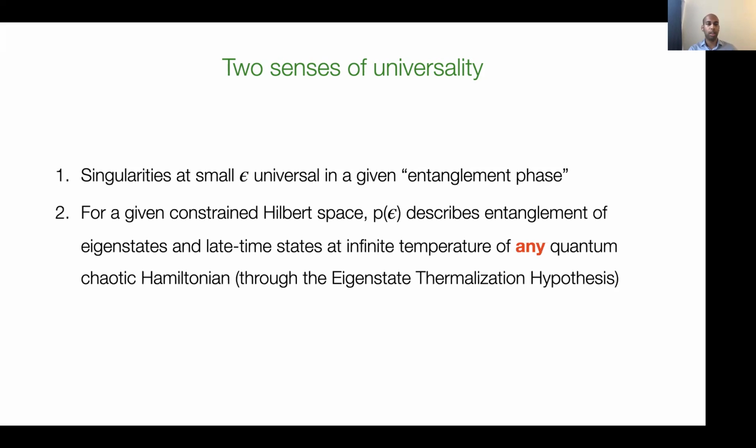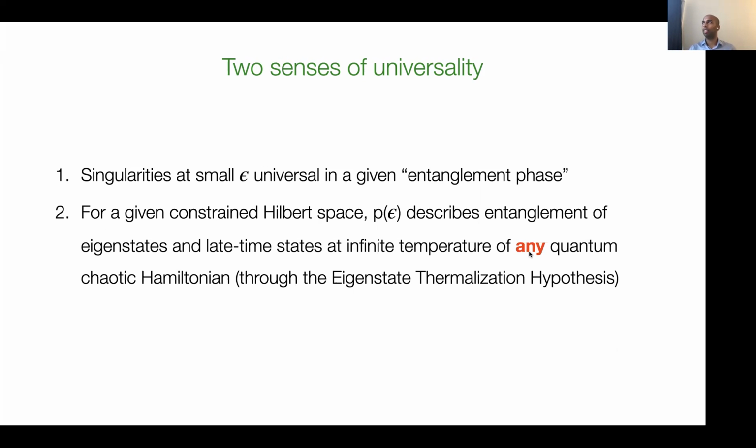until you hit a critical point. And the other sense in which they're universal is that if you're given a constrained Hilbert space, you take any quantum chaotic Hamiltonian and you believe that ETH holds true, and you take a state in the middle of the spectrum, then that divergence at the origin should have the same exponent. It should be either a half or a 2/3, depending on the kind of constraint structure you have. So it doesn't matter what your Hamiltonian is.